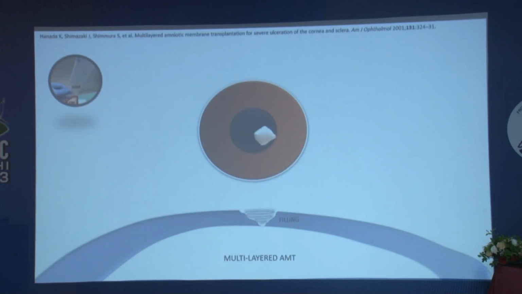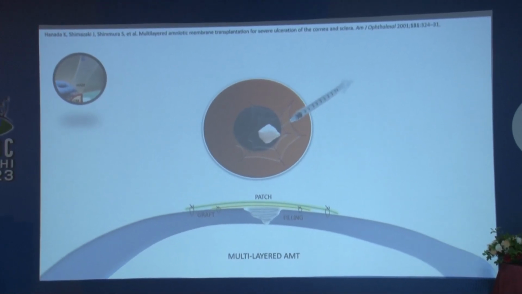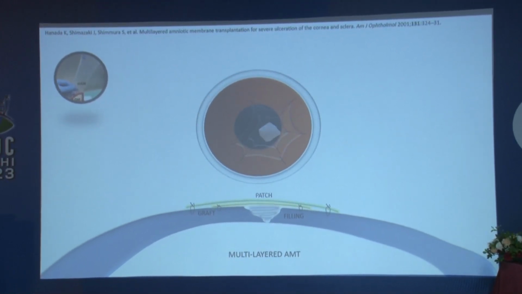Coming to the technique, it is done in different ways. One technique is where you use a filler, that is, you use a multi-layered AMG. On that you place another layer of AMG with the basement membrane up, so that is a graft. And then you can also use a third layer of AMG, that is called the patch. Here the basement membrane is down. So this is a multi-layered technique. And then you can augment it with the fibrin glue as well, and then place a BCL.